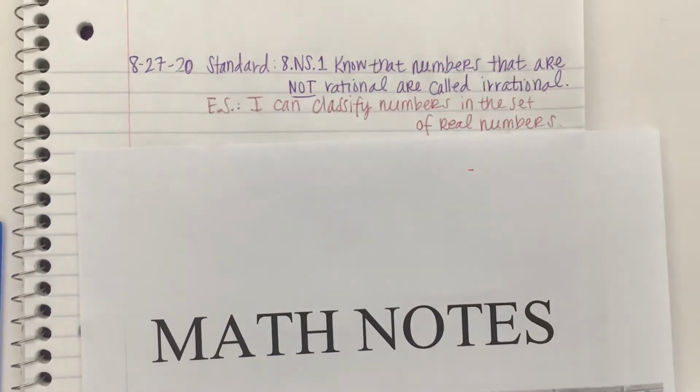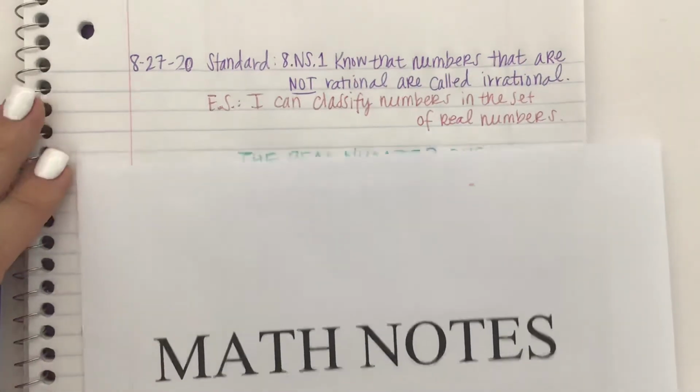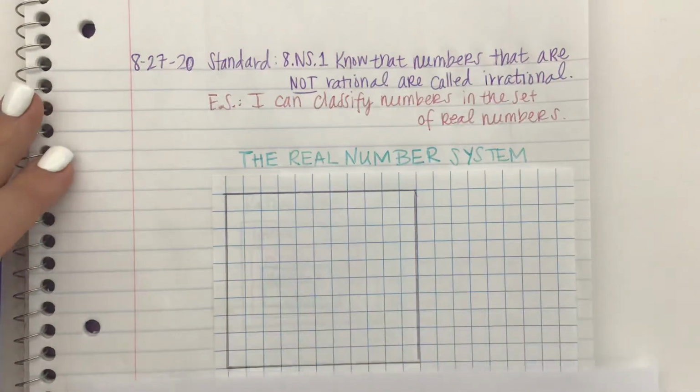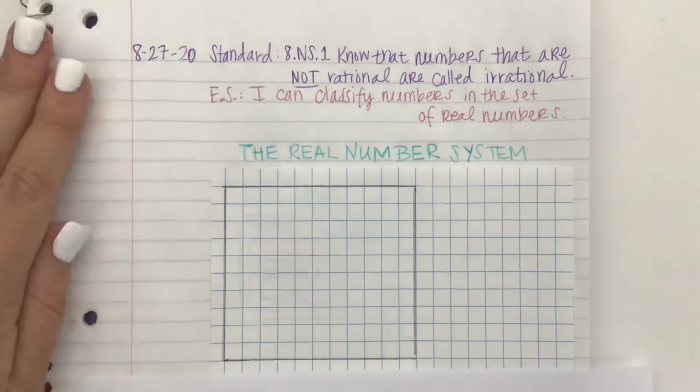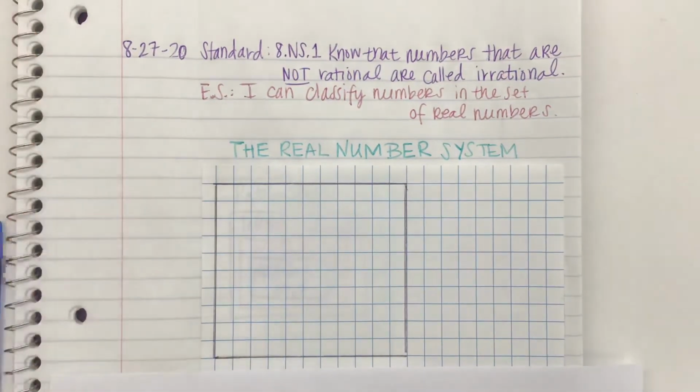So the first thing that I'm going to have you do is draw a little diagram. Okay, so we need to know the real number system. So what we're going to be classifying right now are all real numbers. So go ahead and make a table, a square. And at any time, if you need to pause the video to take the notes, go ahead and do so. Okay, so this is going to start our diagram of numbers that we know.